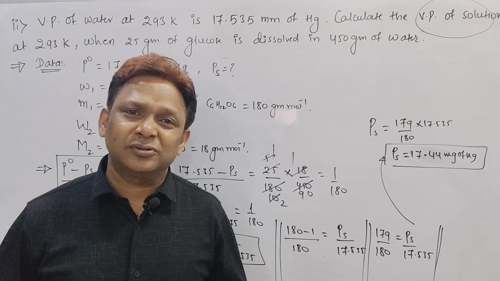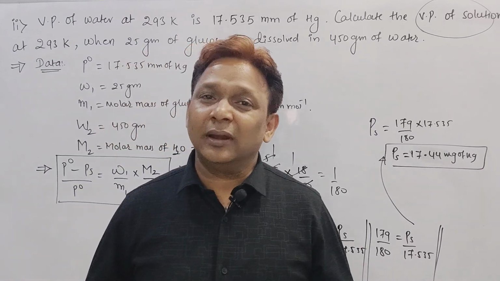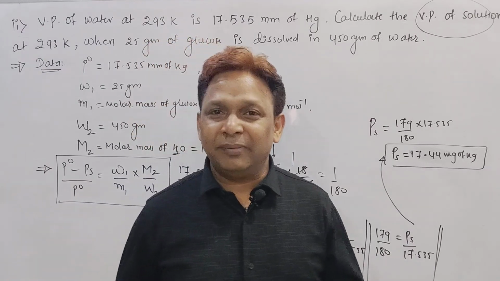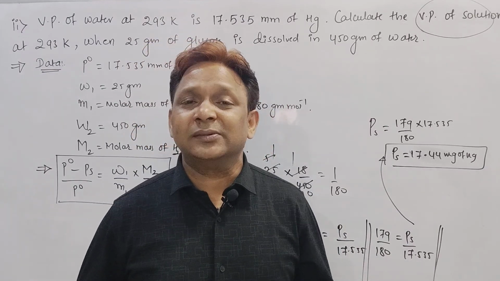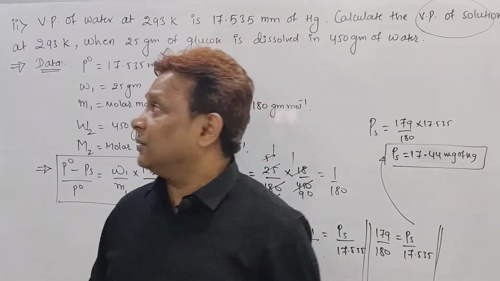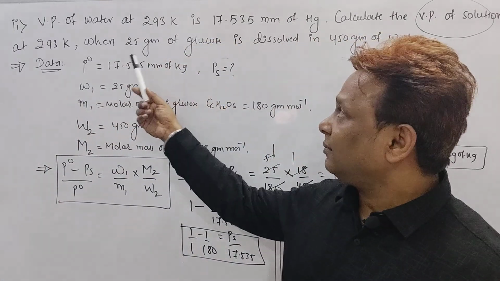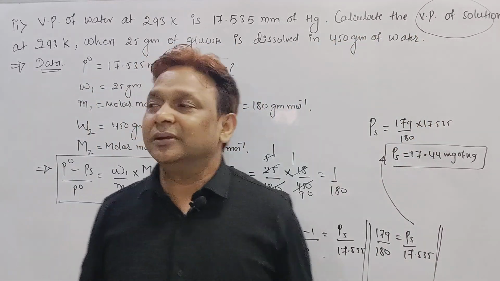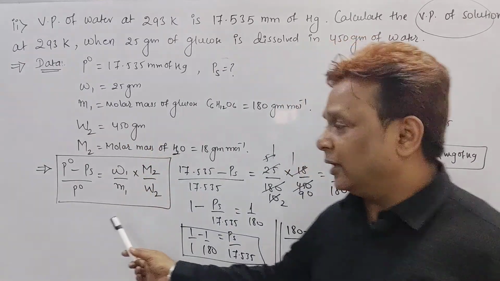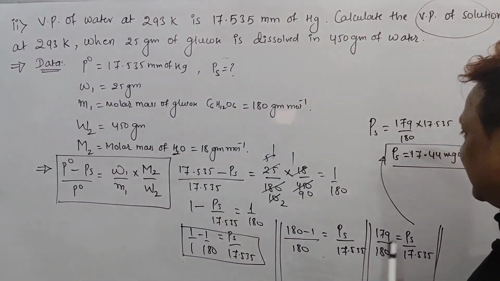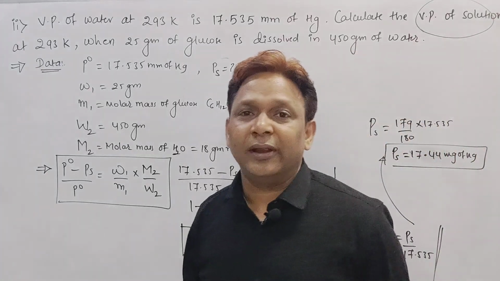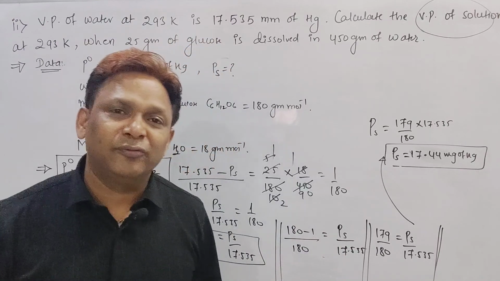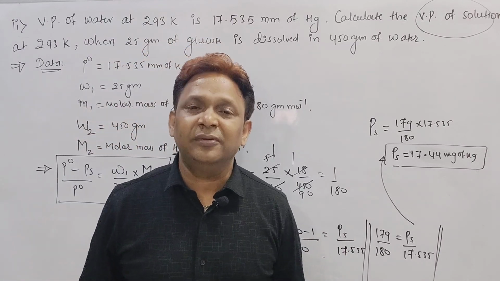But what is the mole fraction of solute? W1 by M1 into M2 by W2. What is W1, M1? What is W2, M2? We wrote that, and based on that we are able to find out M2, called the molar mass of a solute. And the second part is a numerical part they give. In this numerical part, they are asking us to calculate the vapor pressure of a solution. See the given data, formula, substitute the values, solve, and then get the answer, where we are able to find out PS, called the vapor pressure of a solution. 17.44 mm of Hg is the vapor pressure of solution.